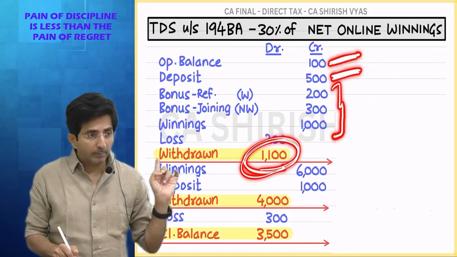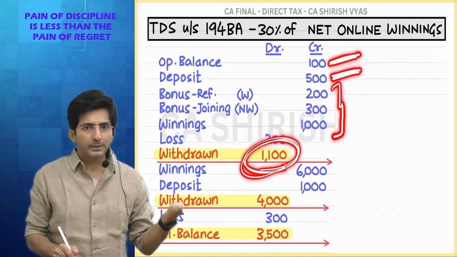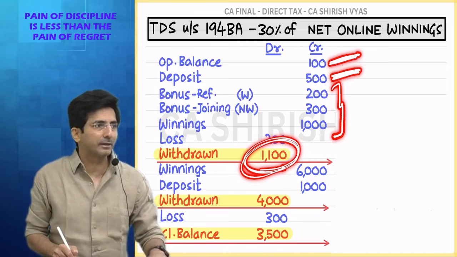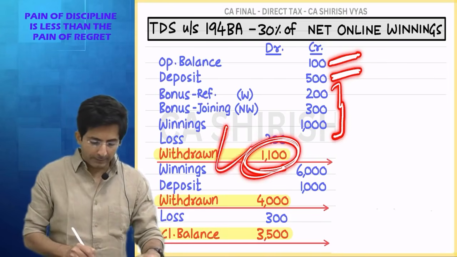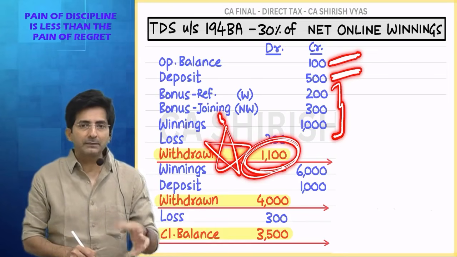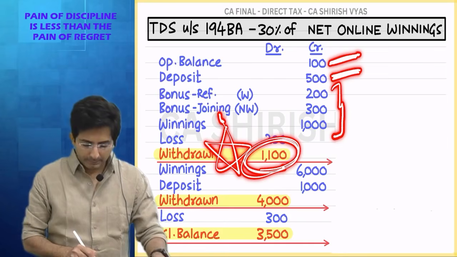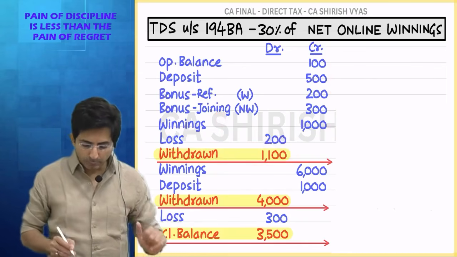Tell me, in the remaining amount, 200 is what? Withdrawable bonus. Bonus is my winnings. It's income. 300 is non-withdrawable, meaning it is not withdrawn either. If something cannot be withdrawn, it is definitely not there in the withdrawals. Withdrawals are something which can be withdrawn. Then what about 1000? Even that is winnings. See what I am trying to show.